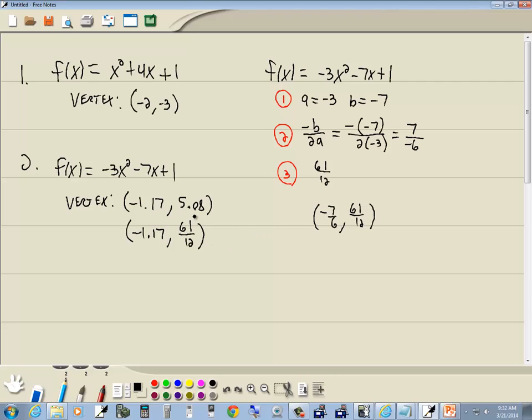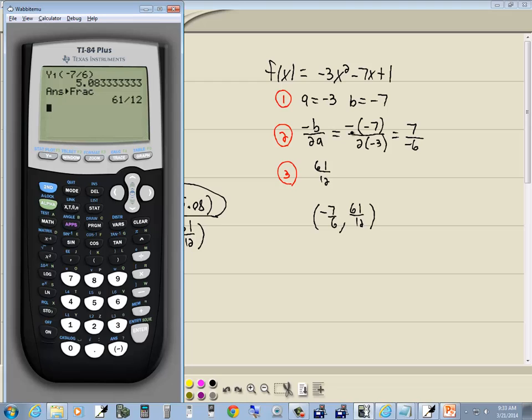So I guess it comes down to, if you're happy with decimals, the min and max function works very well. If you want exact values, I'd probably recommend doing part of it by hand like this, and then taking that and plugging it into your function like I just showed you. So that works out nice. That's finding the vertex on a TI-84 Plus calculator.